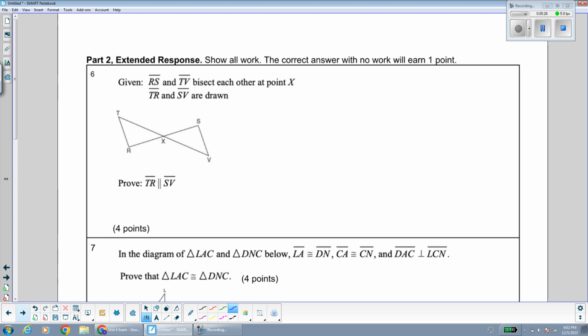Okay, number 6. We're told that RS and TV bisect each other at point X. Since they bisect each other, they're both getting split equally in half. So that means TV is getting split equally and RS is being split equally. Make sure you mark your diagram correctly. We also have congruent vertical angles. So now we have the triangles are congruent by SAS. I'm going to stop here and write this up in the proof so far.